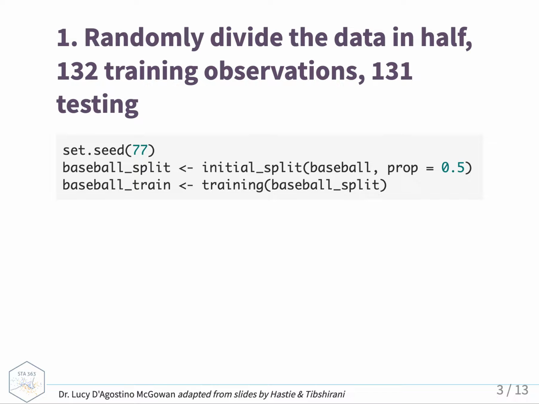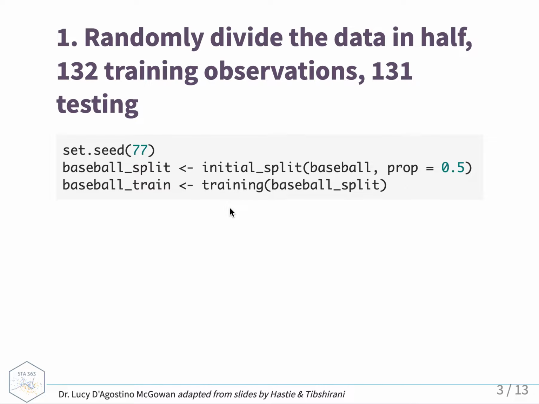So I'm taking my data called baseball. I'm using initial split. I'm setting the proportion at 0.5. Don't forget to set your seed before all of this. That's always good practice to make sure you get the same answer every time you run your report. And then I'm pulling out the training data here. So this training data, this baseball train, is going to consist of 132 observations. And if I pull out my testing data, it would have 131.